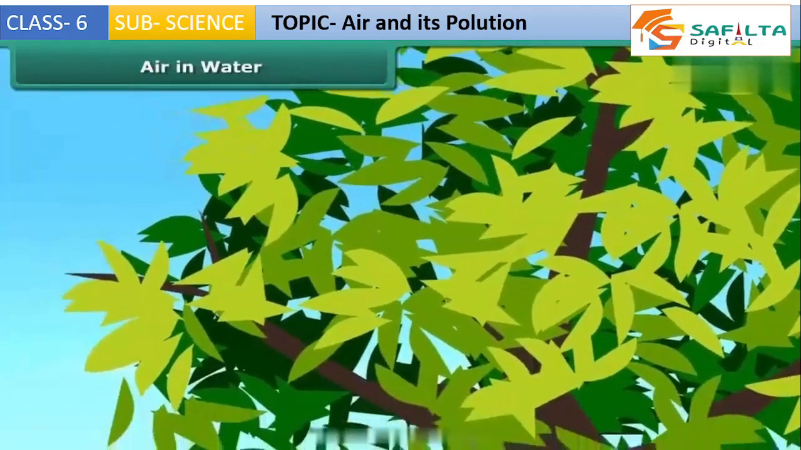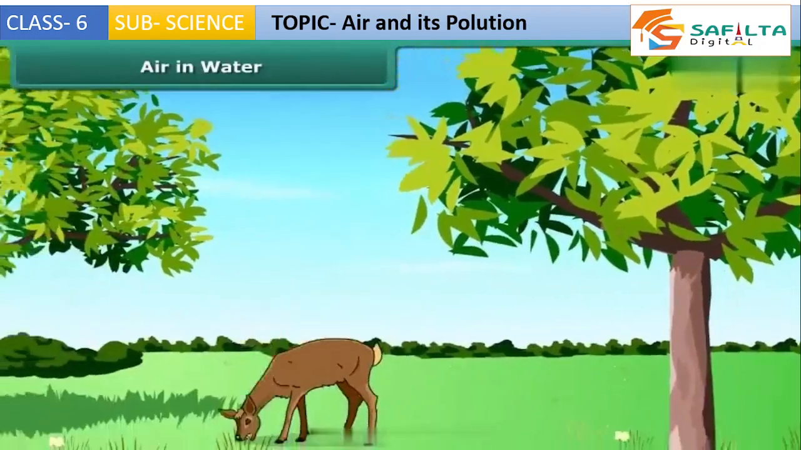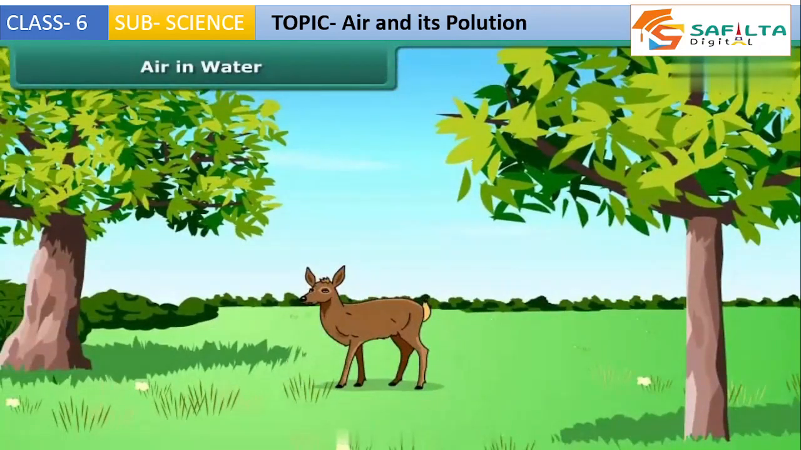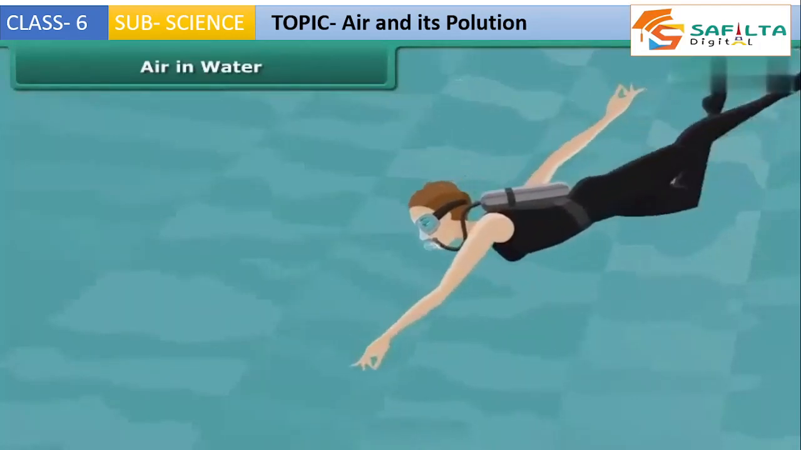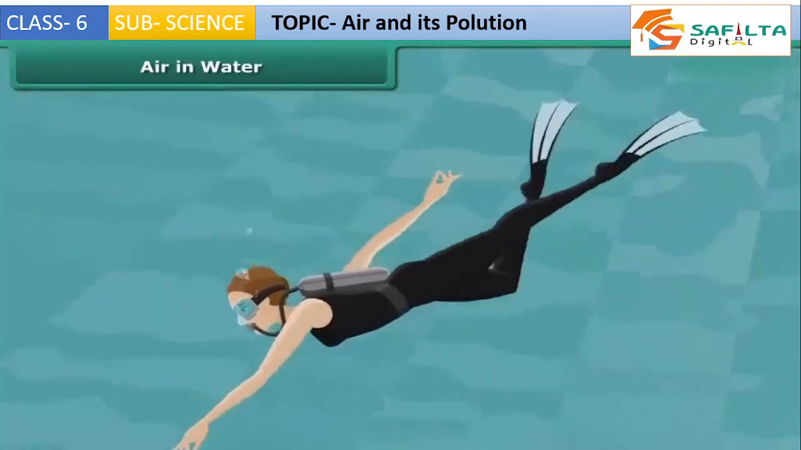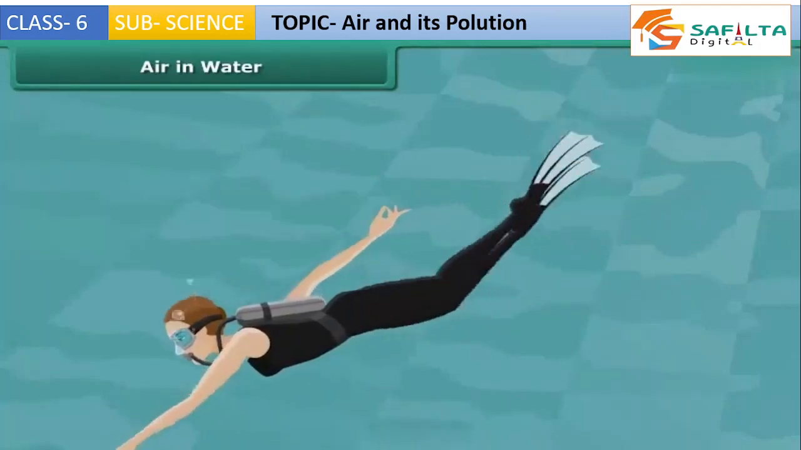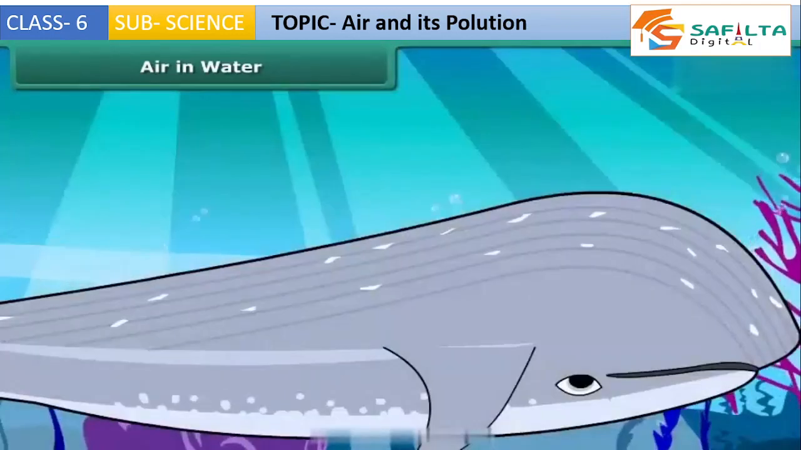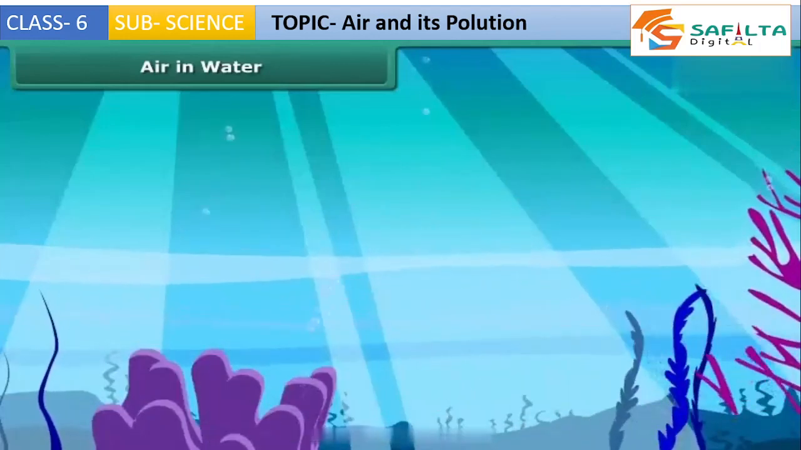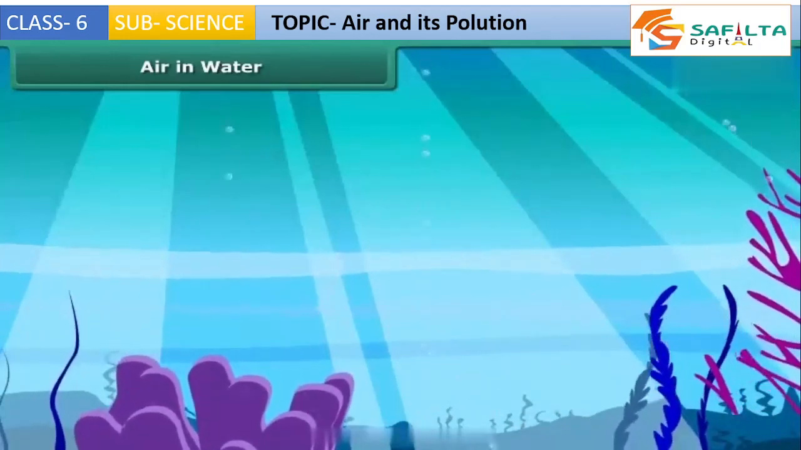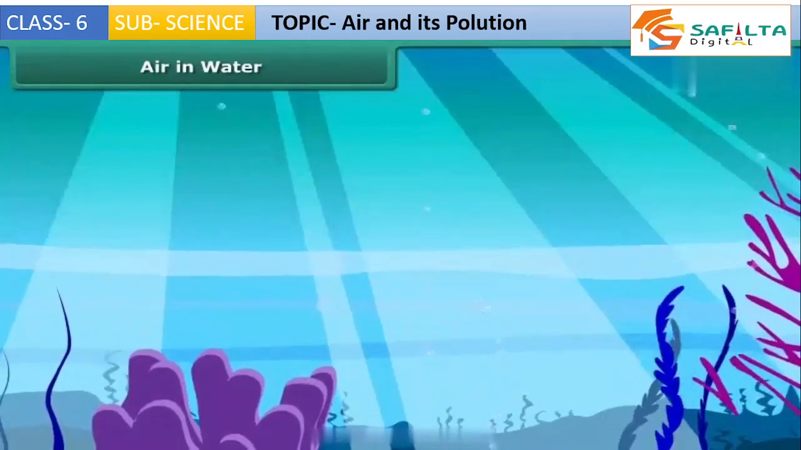We know that all plants and animals need air to breathe. The animals living on the land part breathe in the oxygen present in the air. We can't live in water. When the divers go inside water, they carry oxygen cylinders with them. See this whale. How does it breathe? Similarly, how do the aquatic plants get carbon dioxide and oxygen in water?